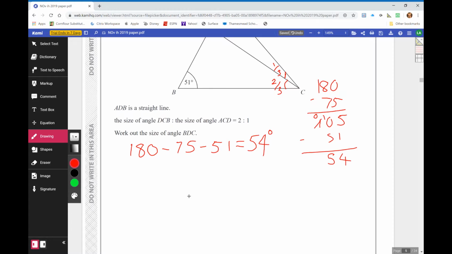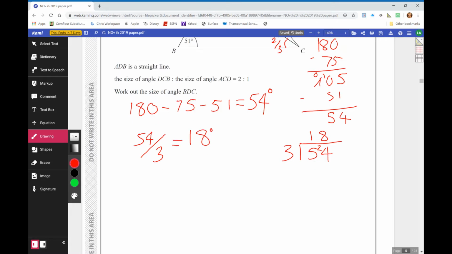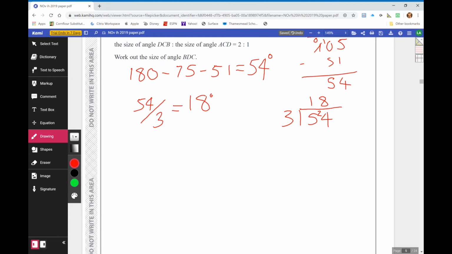And so the last angle here has to be 54, and we know it's in 3 parts. We divide it by 3. And I'll just show you a way to divide by 3. If you don't know what 54 divided by 3 is, you can do a little bus stop. So 3 goes into 5 once, and then there's 2 left over. So that's 24. 3 goes into 24 8 times, so that would be 18. So 1/3 is 18 degrees. So the little angle here is going to be 18, and the big one is going to be double that, so 18 times 2, which is going to be 36.